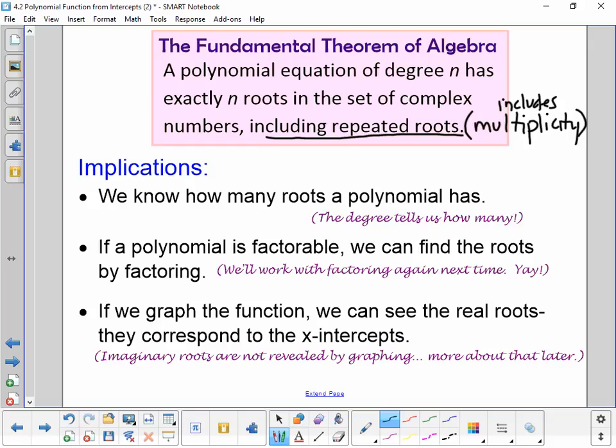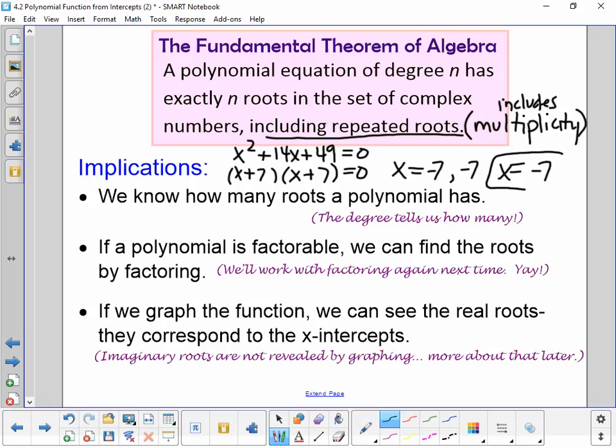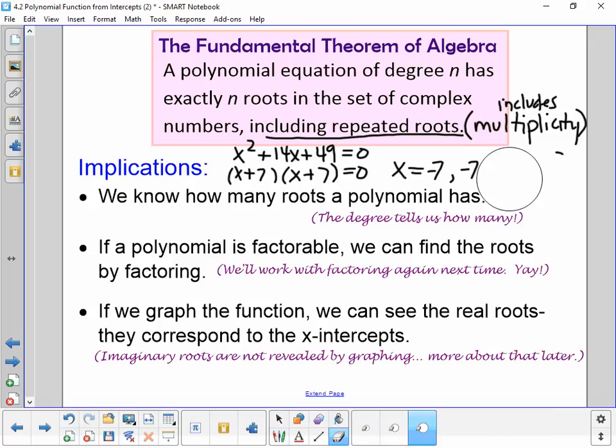So for example, if we wanted to solve the equation x squared plus 14x plus 49, if we factored that, it would be (x plus 7)(x plus 7) equals 0. So we have two solutions, negative 7 and negative 7. Well, that's really just negative 7, but it has multiplicity 2. So there are two solutions, they're just identical. So there are still two solutions. Happens twice. So occasionally you'll see that happening in an equation.